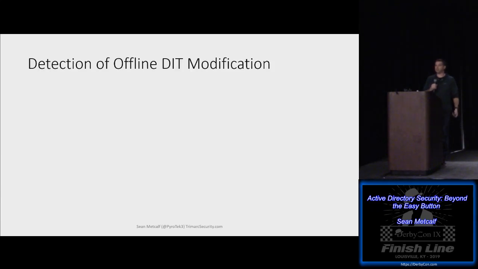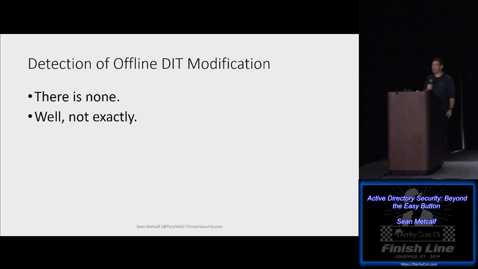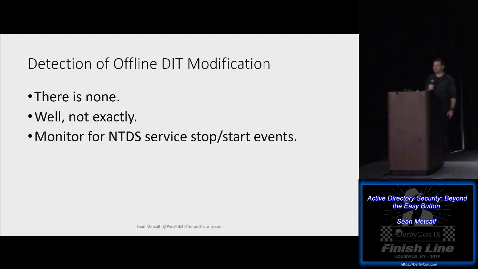So how do you detect this? Not really. Not exactly. We can monitor for NTDS service stop-start events. So that'd be a good way to look for someone actually doing something weird. Certainly the AD admins should communicate, and if security sees the AD service stop, they should reach out and be like, what's going on with this DC? Is everything okay? And the AD admin is like, chill out. I just had to change this and then restart it.